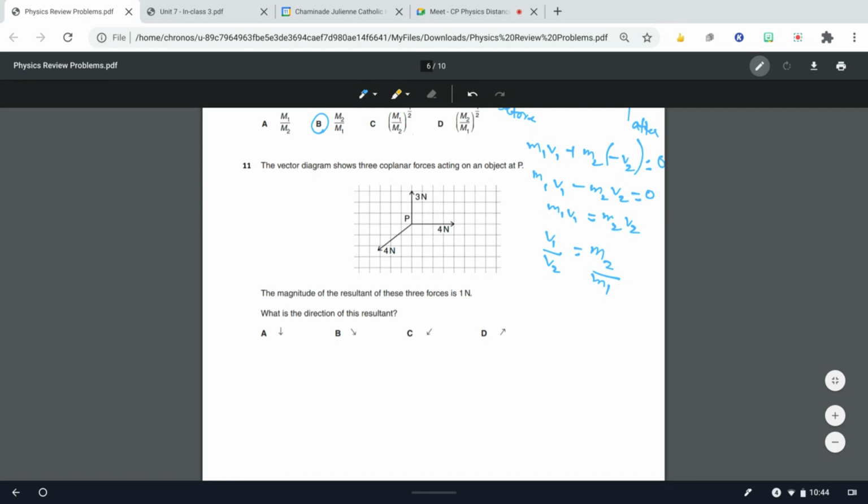For question number 11, what did you write for the answer, or what did you all get for the answer? I said D. D is the correct one.